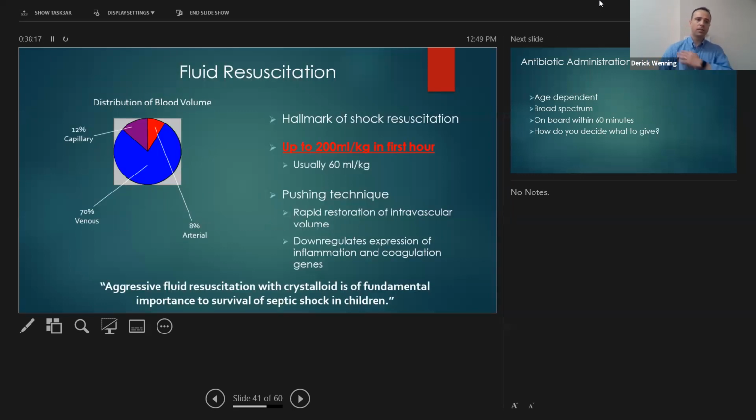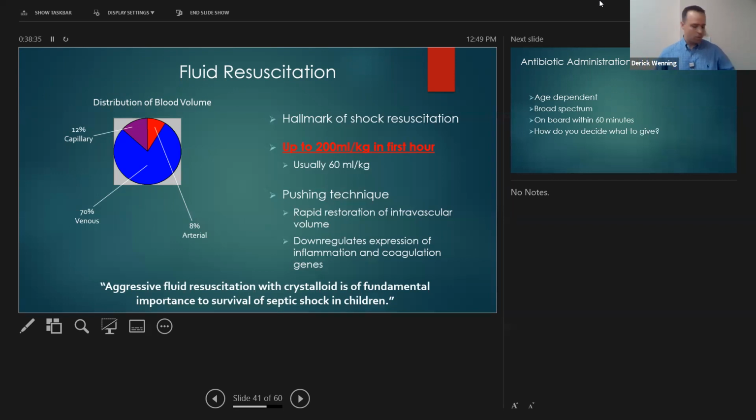All right. So fluid resuscitation. This is the hallmark of shock resuscitation in children. Cardiogenic shock, we can talk about that later. You give a bolus, and you're like, ooh, got a gallop and the JVD's showing up. Maybe you should slow down a little bit. But for right now, just about in everything else, volume is going to be your friend.